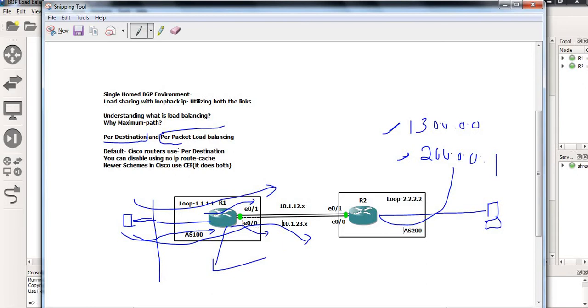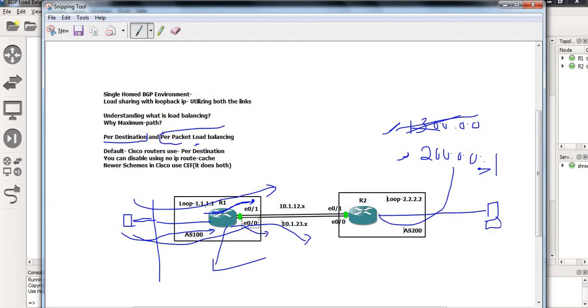The second type of load balancing we have is per packet load balancing. Let's say you have only a single network. Let's say we don't have the 130 network, we have only the 200.0.0.0 network, and you are accessing this server from this client. Let's say my destination server is 200.0.0.1. Whenever I access 200.0.0.1 from my client side, one packet will be sent on Ethernet 0/1, and one packet will be sent on Ethernet 0/0. This is called per packet load balancing.